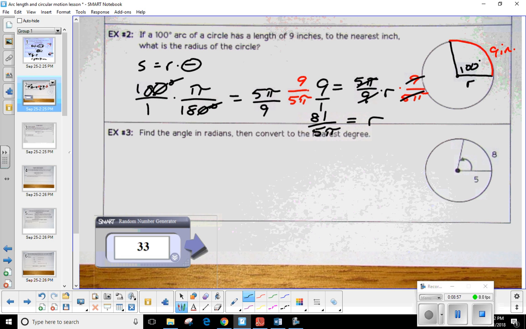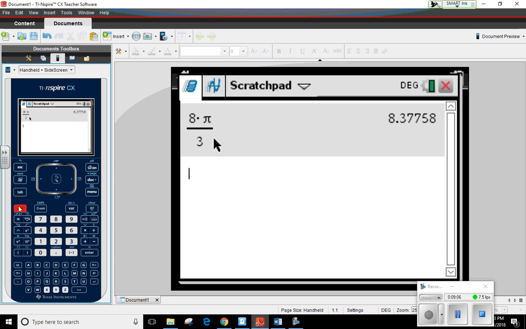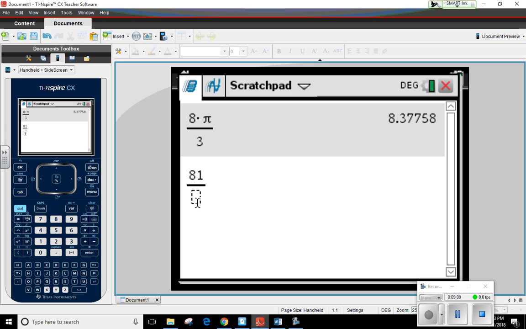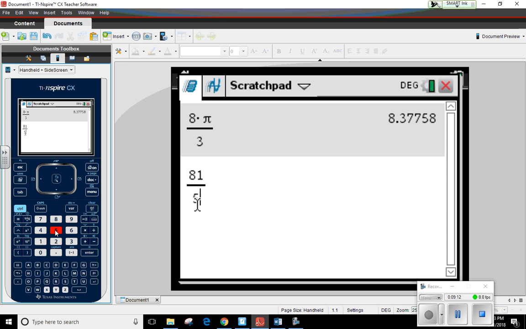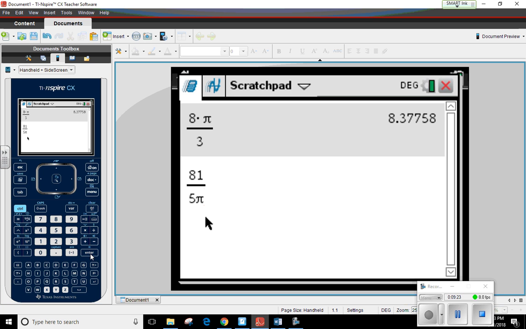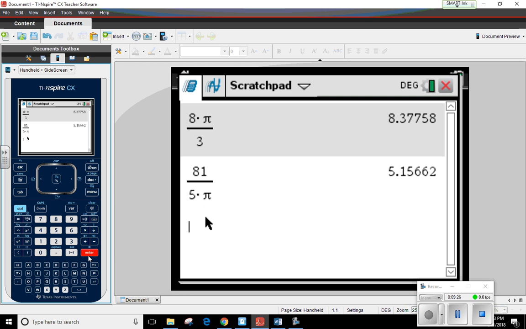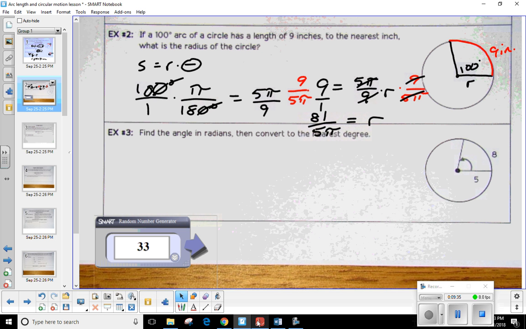Now that's the number of inches. That is going to be the radius. But it does say it wants what? To the nearest inch. So let's see what that would actually be. What do we have? 81 over 5 pi. It's been doing this all morning, so let me click on this pi right here. All right. So what's to the nearest inch? I'd say about 5 inches, because to the nearest tenth would be 5.2. That's still pretty small. So 5 inches. There we go.